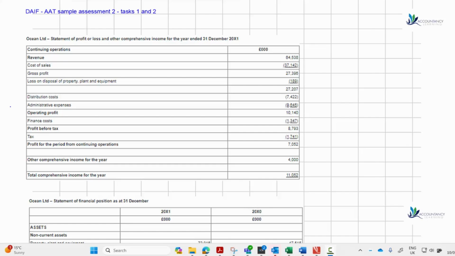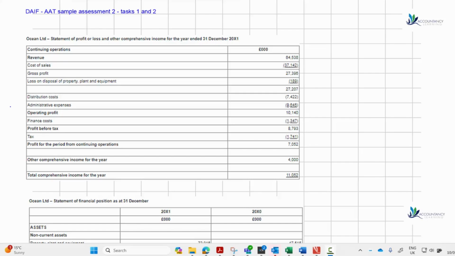Although in this particular sample assessment, the cash flow statement appears in task 1 and task 2 only asks for a statement of changes in equity. So you could do both tasks separately, but in this case we're combining the videos because they're linked to the same set of financial statements.